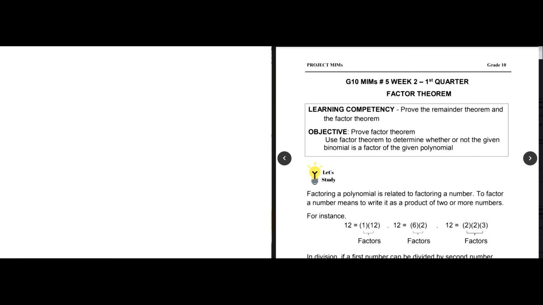Let's have lesson number 5, the factor theorem. So our objective is to prove the factor theorem and use it to determine whether or not the given binomial factor is a factor of the given polynomial. Factoring, we already know that.